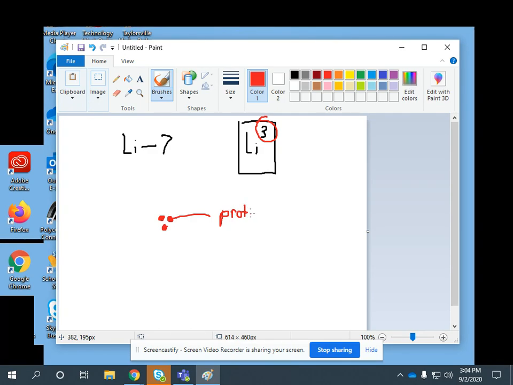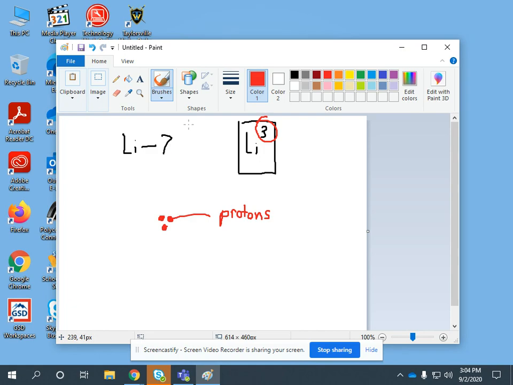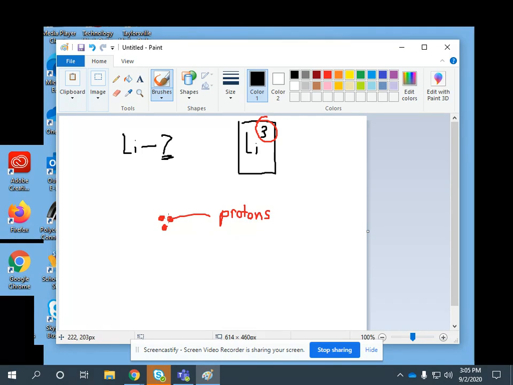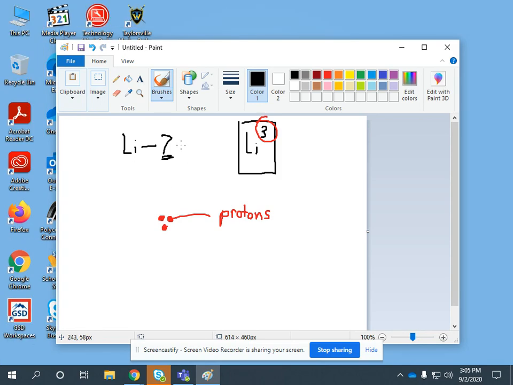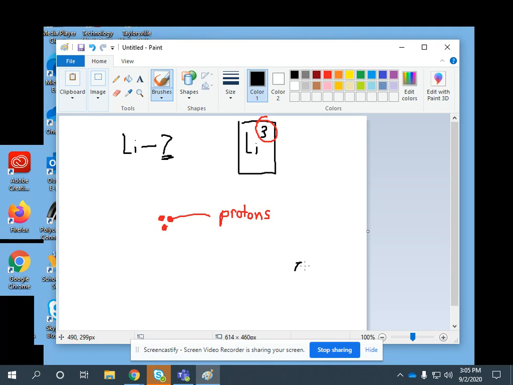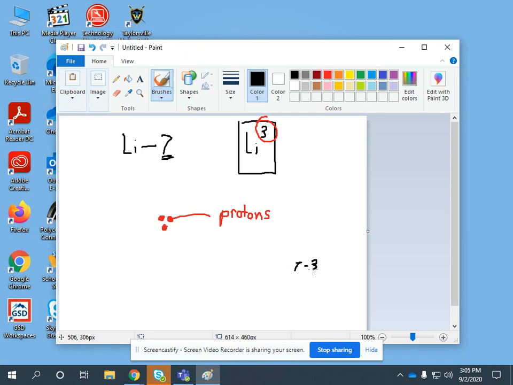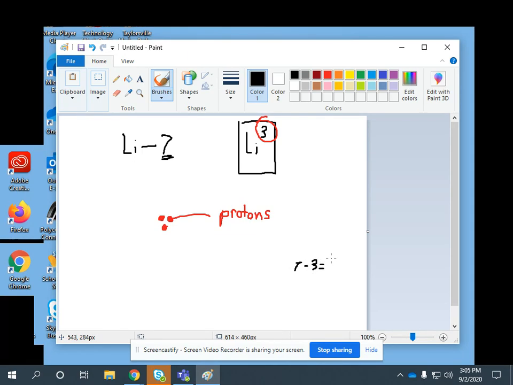The next thing we need to add is neutrons. Well, how do I figure out the number of neutrons? Look at our isotope. The mass number here is 7. We're going to be learning in this presentation that the particles that contribute mass are protons and neutrons. Well, if I take 7 and I subtract the number of protons, so 7 minus 3, that gives me 4 more particles that contribute mass.